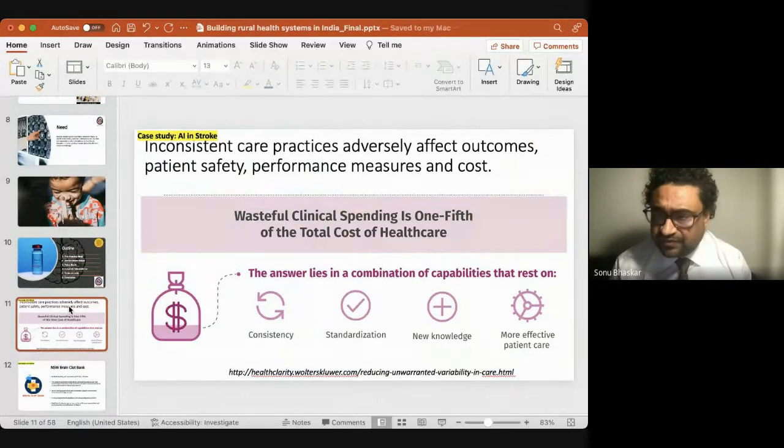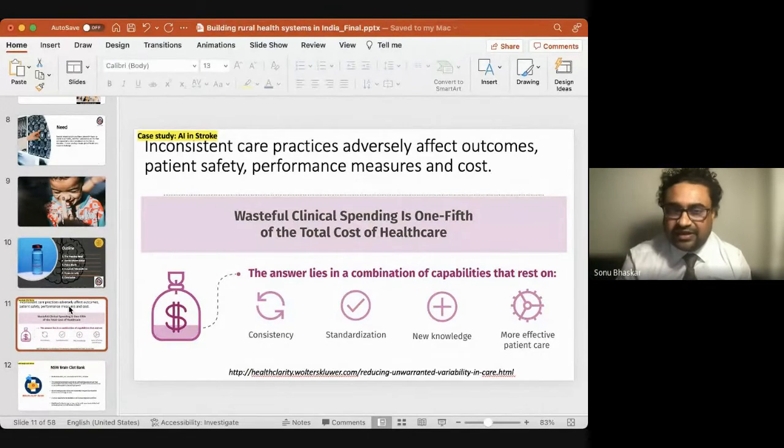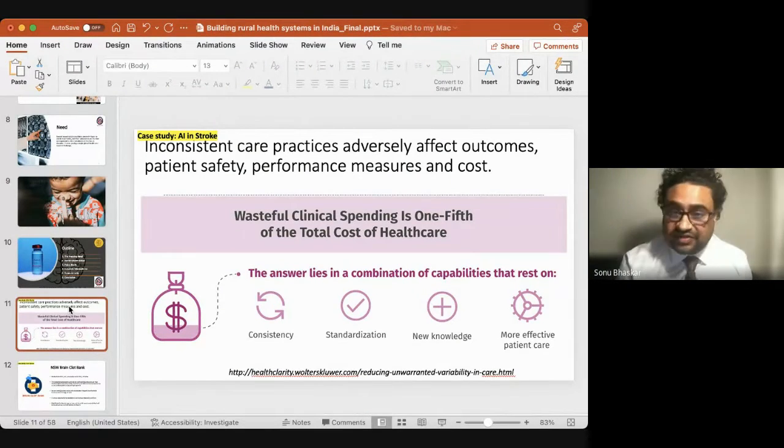Now, much of my work is around stroke, primarily because of my training and clinical focus. And what we were observing in stroke was a lot of inconsistent care practices. And those inconsistent care practices, which we often see not just in the developing world, but also in the developed world, adversely affect outcomes. They impact our patient safety, the performance measures, and they cause a huge burden to our health systems.